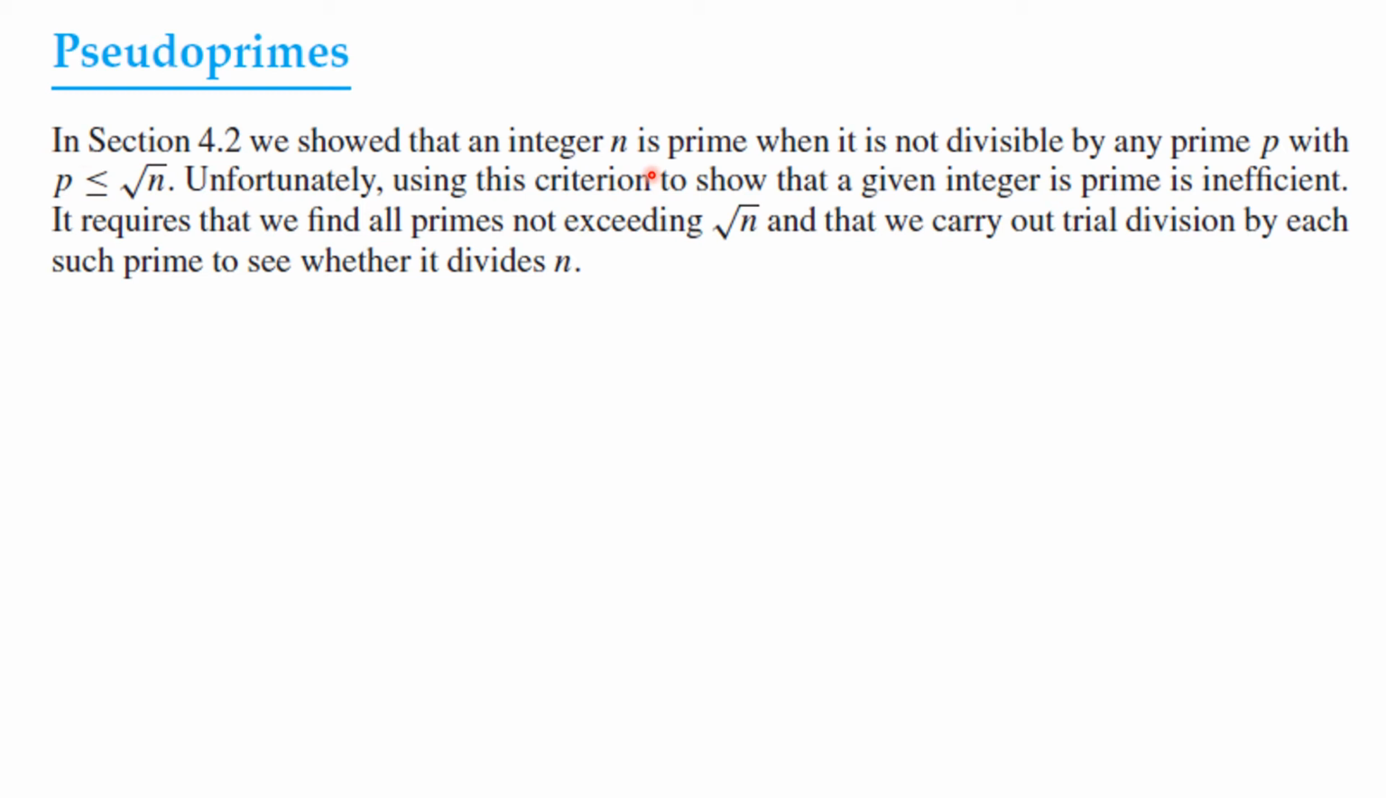Previously, we showed that an integer n is prime if it's not divisible by any prime p less than or equal to the square root of n. Unfortunately, this criterion for showing that a number is prime is an inefficient way to go. It doesn't work for really big numbers, and so you really can't be doing many trial divisions. So we're going to consider something called pseudoprimes, which leads to some tests that are used for prime numbers. And this is a big deal in number theory, and it's also a big deal in computer security.